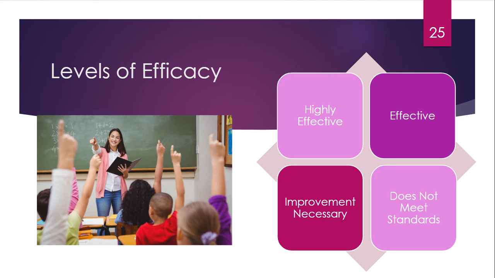looking at. Now, for each domain, we have 4 levels of efficacy. We will rate you as either being highly effective. We may rate you that you need improvement in certain areas or that you're not meeting a certain standard. Then we take all of those scores and add them up together, and that becomes your observation score for that observation.